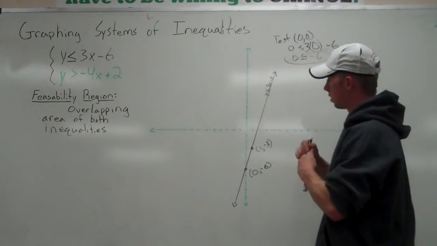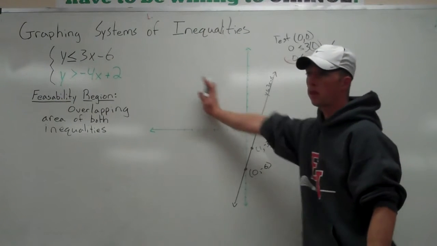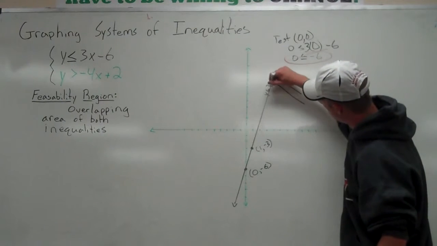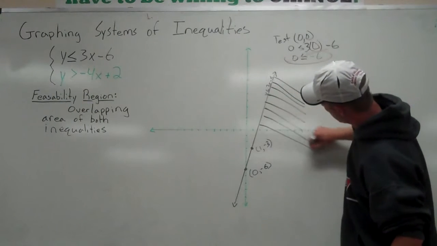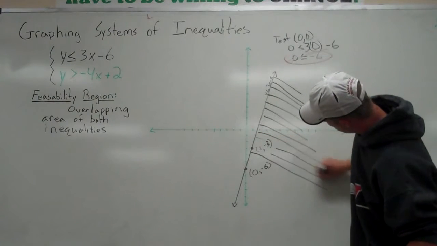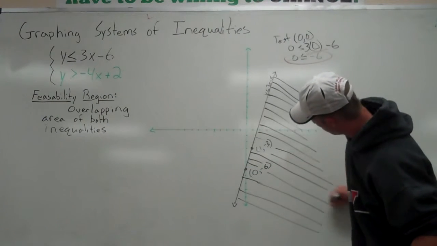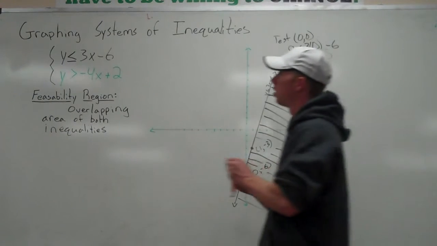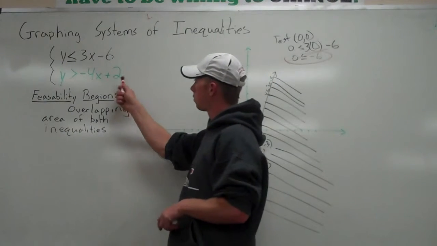So if 0, 0, which is this point right here, my test point, is not true, nothing on that side is true, and everything on this side is true. So we're going to come through and shade all of this. So this is one of them. Now we got to look at our other one, which fortunately is in the same form. It makes it nice and easy. We're going to look at this.